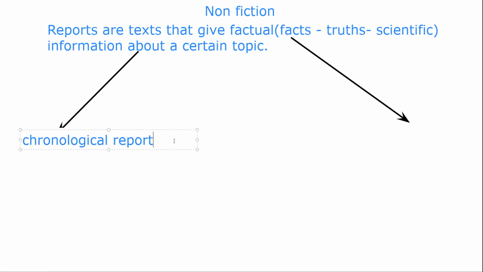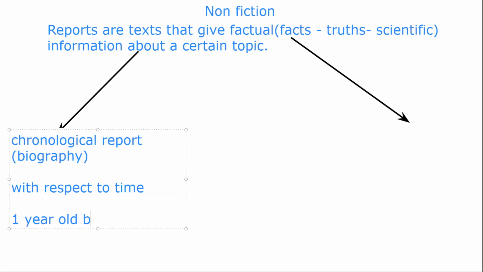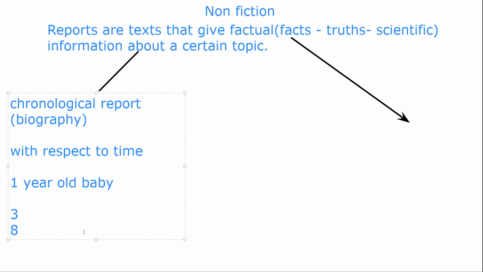What do I mean by a chronological report or chronological biography, which means talking about someone's life, like Thomas Edison, like last year you took Albert Einstein? It was chronological. It talks about his life with respect to time. It tells you the story of his life when he was a baby, 1 year old, and then when he became 3, and then when he became 8 and went to school and so on. Everything goes in the same order that it happened. This is what I mean by chronological.